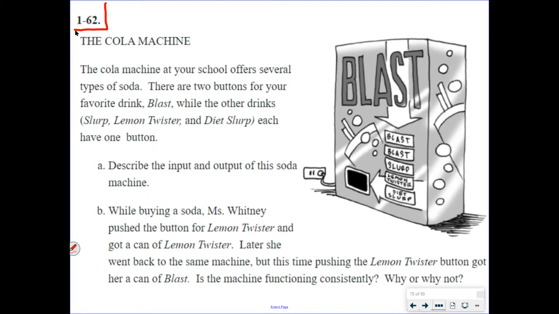The cola machine. I do not like cola. Cola is not my favorite thing. I can drink Pepsi or Coke, but it's not my favorite. I like Mountain Dew. So that's just kind of throw that out there.